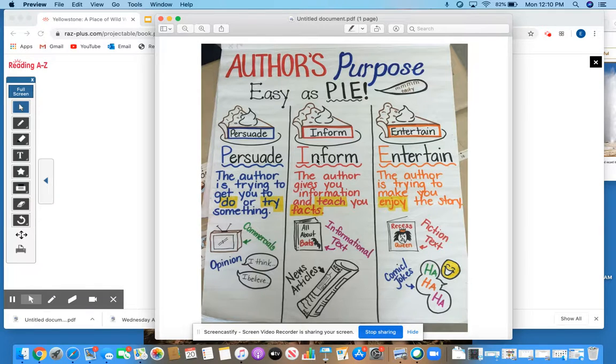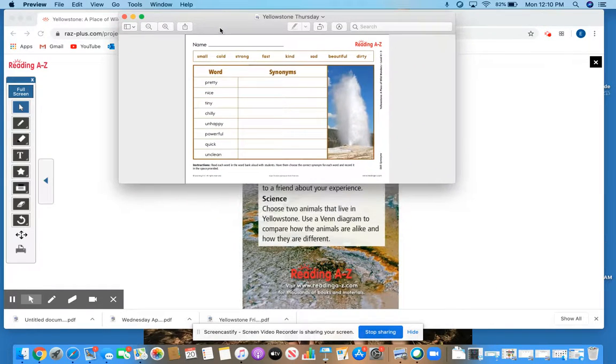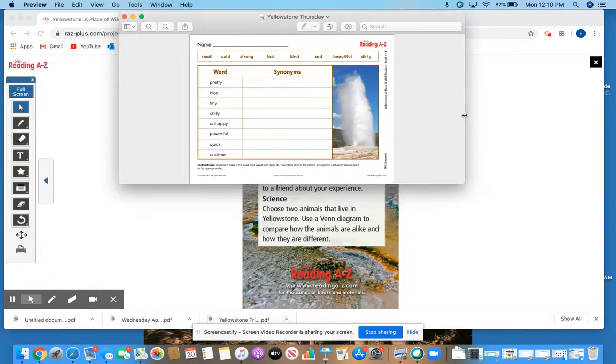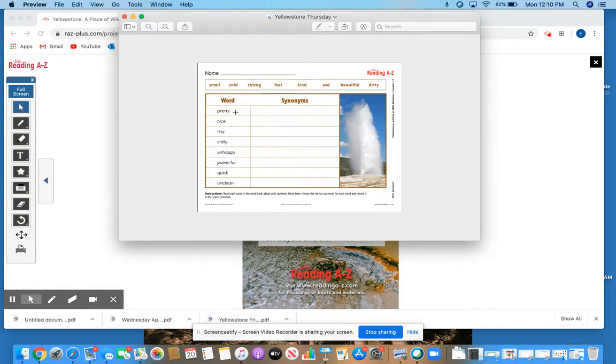Okay, so your activity to go along with our Yellowstone book today is a little bit different. It's a word work activity, and it looks like this. Over here, we have a list of words: pretty, nice, tiny, chilly, unhappy, powerful, quick, and unclean. You are coming up with a word from this word bank up here. Which one of these words is a synonym? We've never really talked about that.